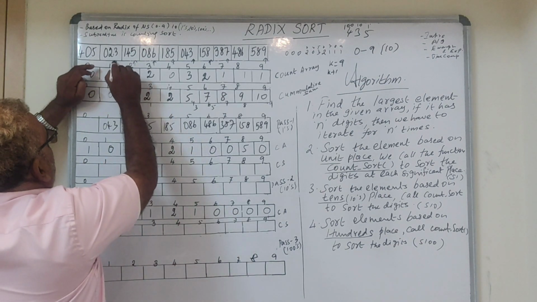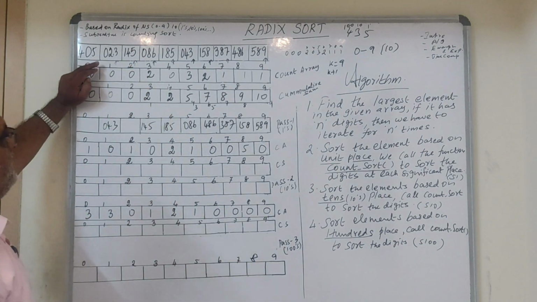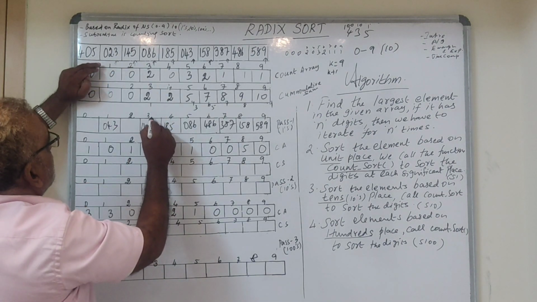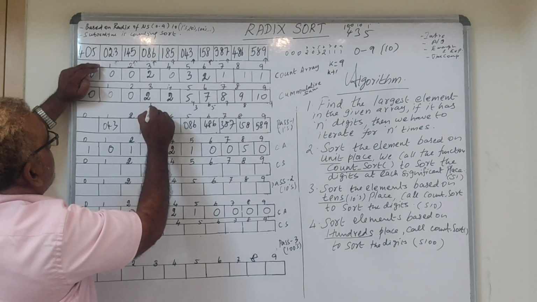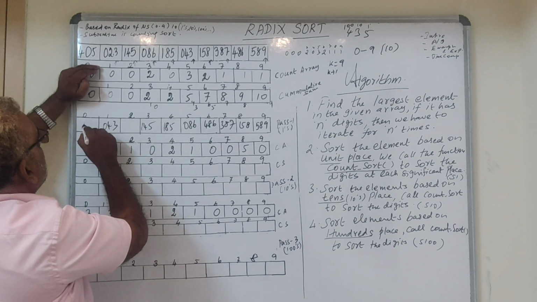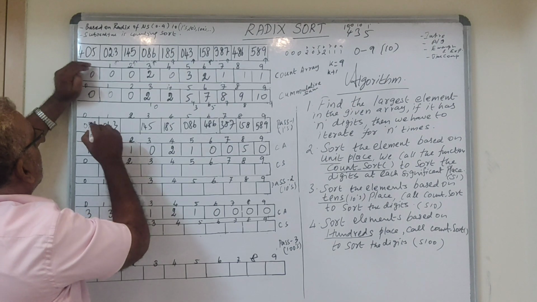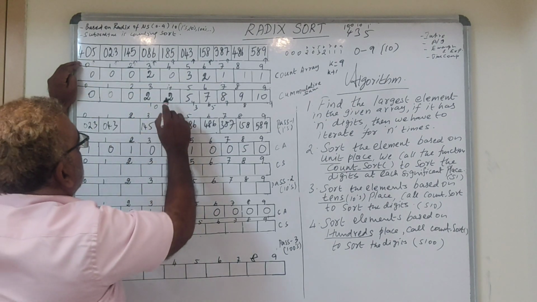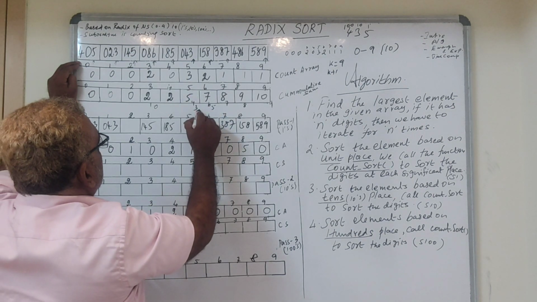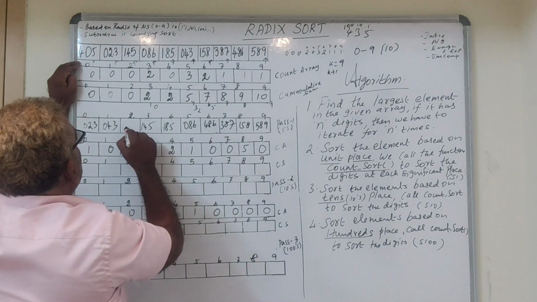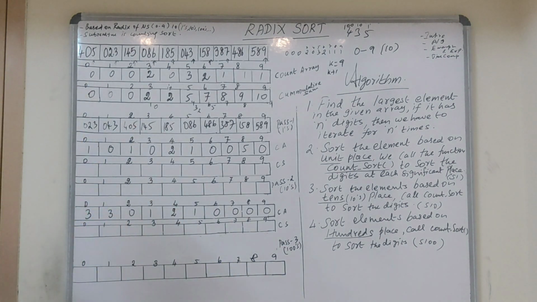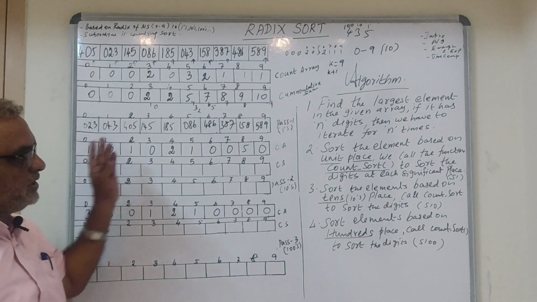Similarly, now it is 023. Go to location 3. Location 3 is 1 here, make it 0. At location 0, store the value 023. And here it is 5. Go to location 5, it is 3. Reduce the value to 2. At location 2, store the value 405.